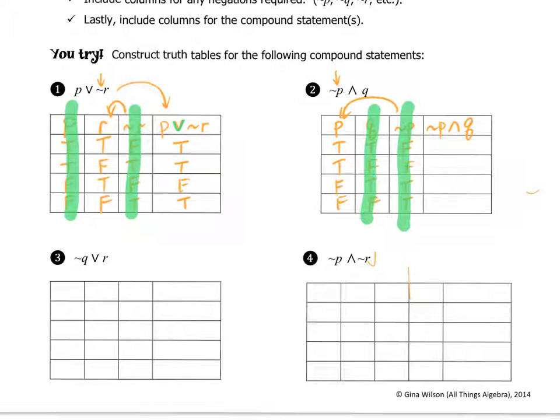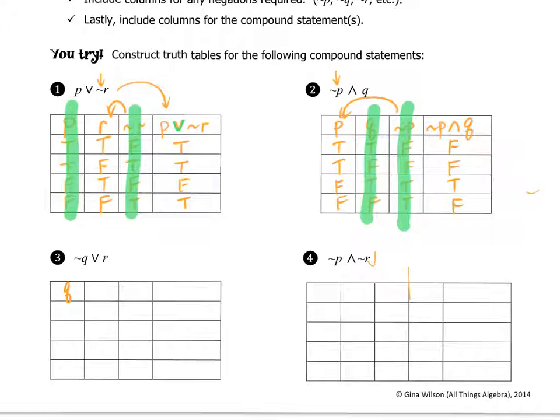Because it's an "and" statement, it's a conjunction. Both columns have to be true in order for the final statement to be true. So this would be false, this is false, this is true, this is false. Okay, so I'm not going to do 3 and 4, but I will write out what you need in each column and you can proceed from there.